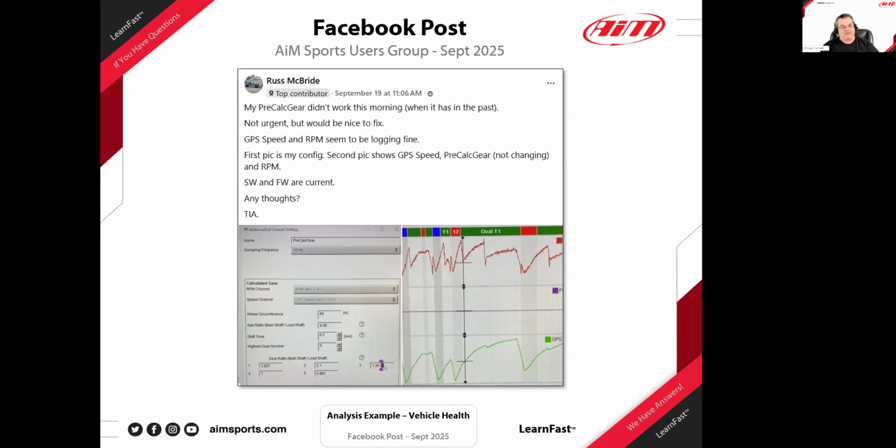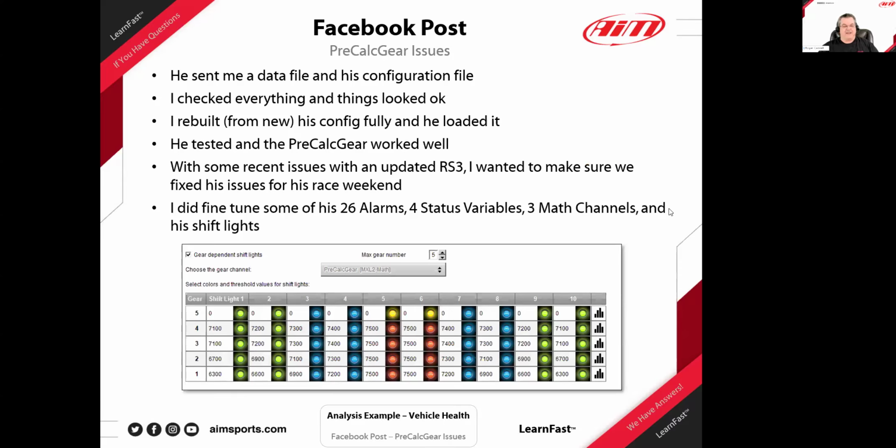So when I saw the post, I wrote him a note. I responded to the post, gave him my email address, and had him give me a call or drop me an email, and let's see if we can fix it. So he did, and we started talking about it a little bit. He sent me a data file, and I wanted to see the data file and some configuration file so I could see exactly how he had it set up.